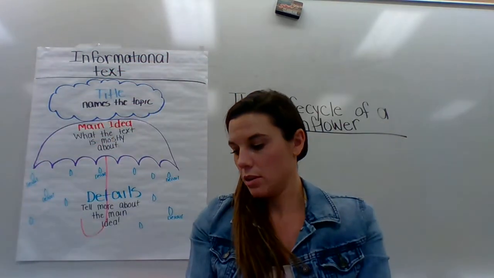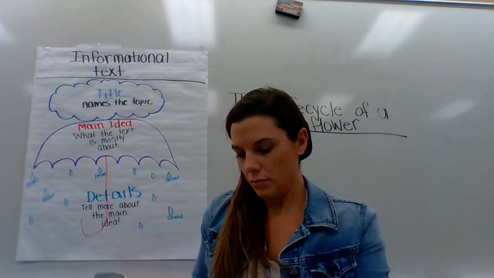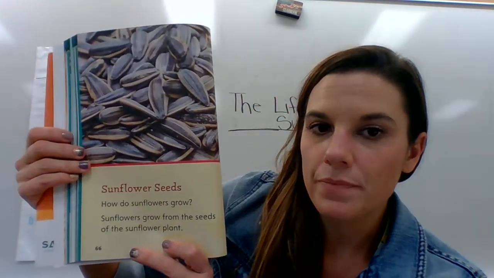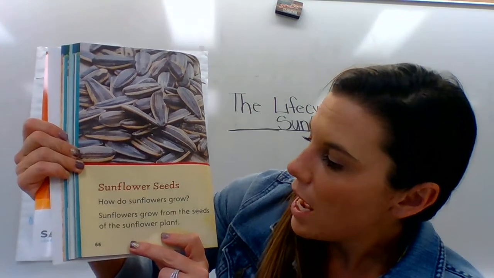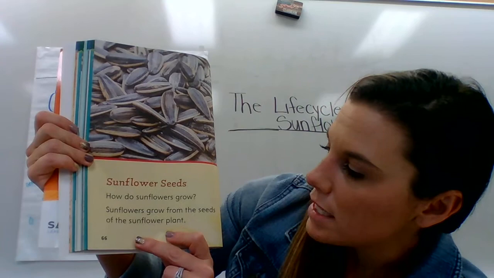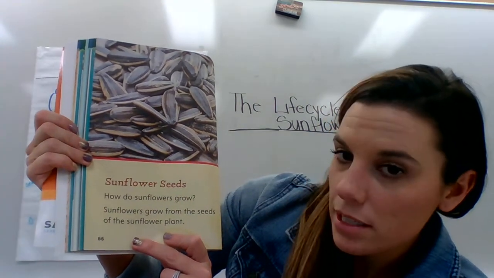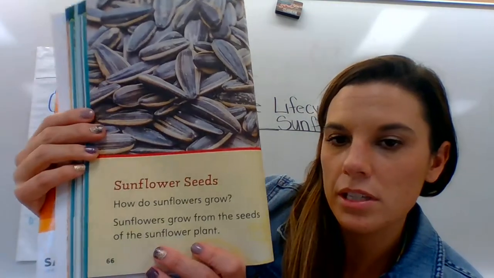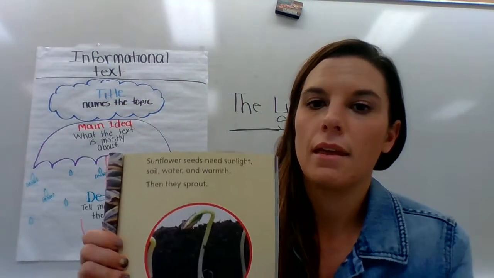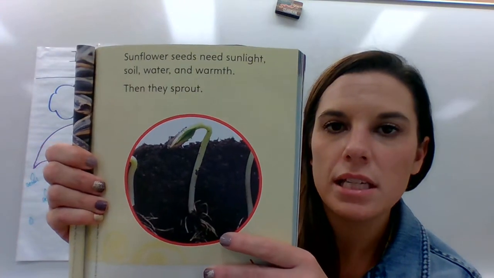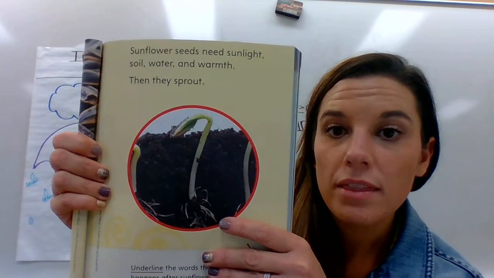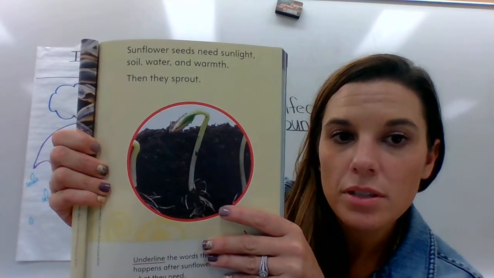Alrighty, so I'm going to go ahead and start reading. Sunflower seeds. And here we have a picture of sunflower seeds. How do sunflower seeds grow? Sunflowers grow from the seeds of the sunflower plant. So here's sunflower seeds. Sunflower seeds need sunlight, soil, water, and warmth. Then they sprout.